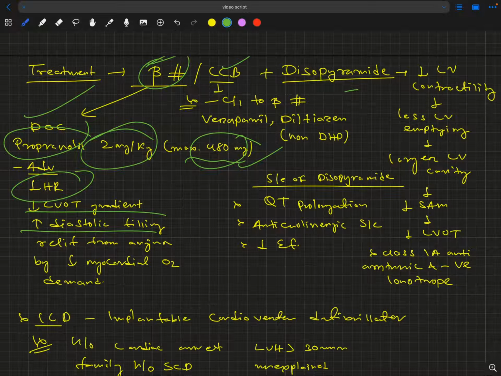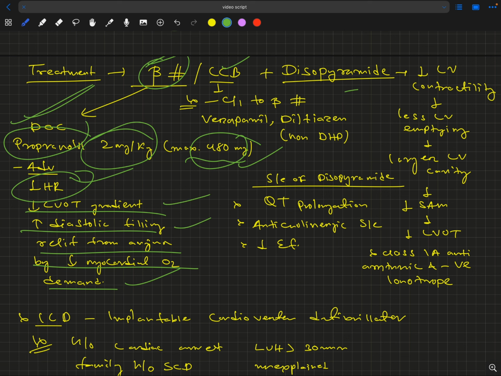There will be more diastolic filling, LV volume will increase, more stretching, all these things. It also gives relief from angina by decreasing myocardial oxygen demand. So these are the uses of a beta blocker. Why use a beta blocker? It decreases the heart rate, decreases the LVOT gradient, increases the diastolic filling, and relieves angina by decreasing the myocardial oxygen demand. When a beta blocker is contraindicated, then we can use a non-dihydropyridine calcium channel blocker like verapamil and diltiazem.